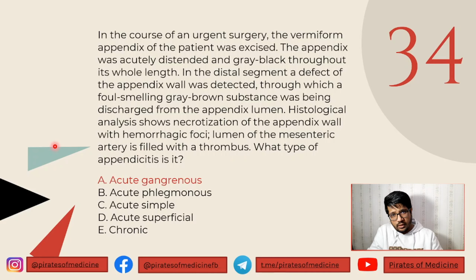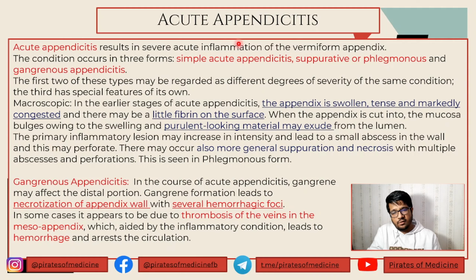They have already given you a diagnosis of appendicitis. You need to tell what pathomorphological variant of appendicitis it is. Appendicitis is inflammation of the vermiform appendix, and it can be simple acute. It can be suppurative, which means pus containing. It can be phlegmonous, with the same meaning, or it can be gangrenous. Basically, the first two, the simple and suppurative, can be regarded as different degrees of one type, because first occurs simple acute and then occurs phlegmonous or suppurative. In this, you can see the appendix being swollen, tense, congested.